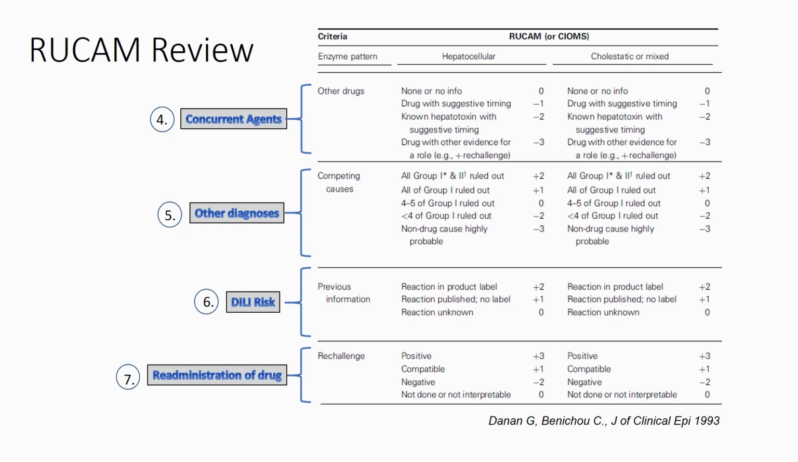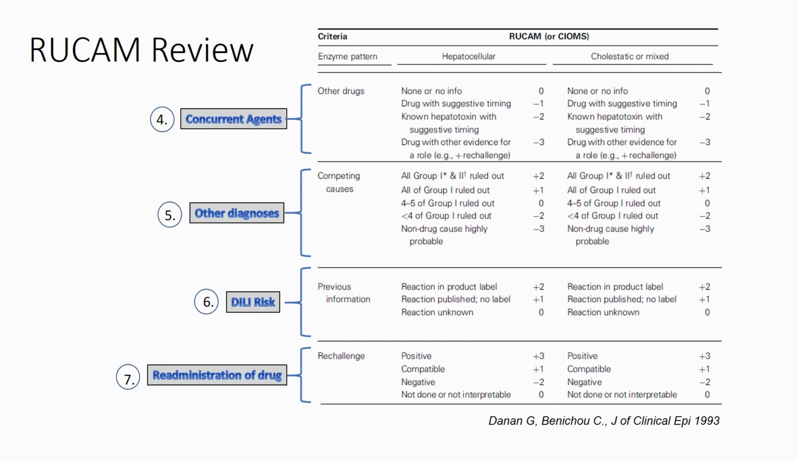Other diagnoses and competing causes. Here, group 1 is viral hepatitis, alcohol, the more common things to cause liver injury, and group 2 loops in some less common ones like CMV and EBV. And if you, in your judgment, ruled both of those out, you'll get 2 points, and so on.